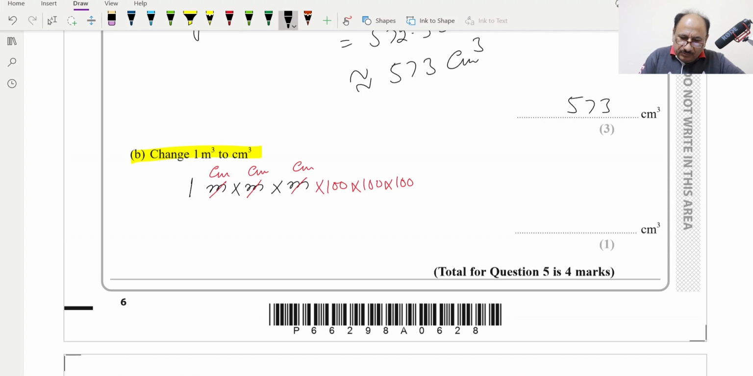And what will be the answer? The answer will be 1 and 6 zeros. So 1, 2, 3, 4, 5, 6 zeros, and this will be centimeters cubed, and the answer will be 1, 2, 3 and 1, 2, 3 zeros.